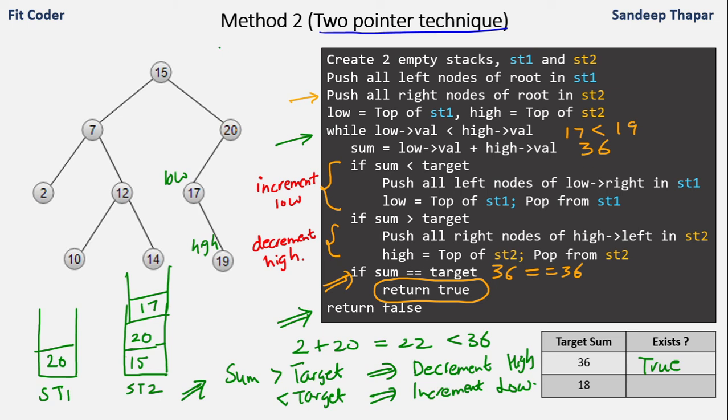Now the time complexity of this method is also order of n, but this is slightly more efficient in terms of space. So here the average space complexity is order of log n, which is the height of the BST. So once you've understood both these methods, let's have a look at the implementation.